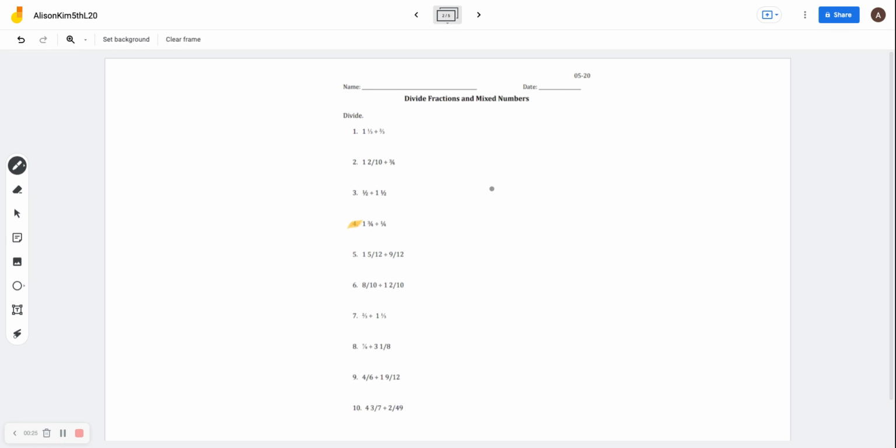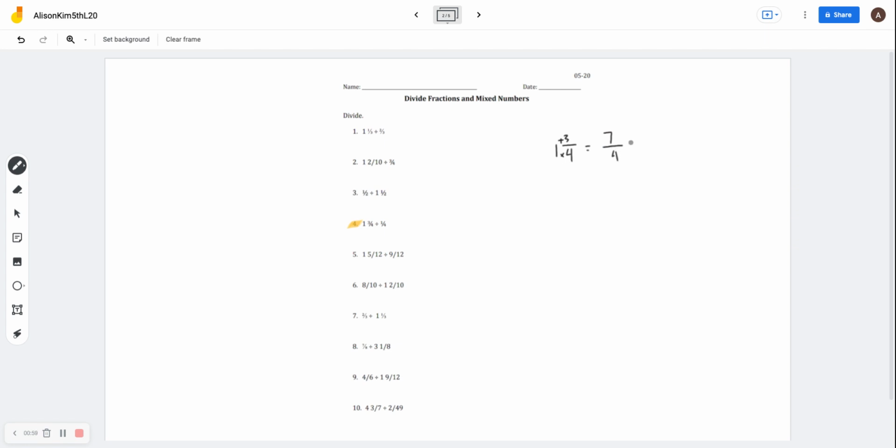So number 4 gives us 1 and 3/4 divided by 1/4. It's going to be easier for us to turn this mixed number into an improper fraction. So 1 and 3/4. In order to turn it into an improper fraction, we multiply 4 and 1, and then add that product with 3. 4 times 1 is 4, 4 plus 3 is 7. So our improper fraction will be 7/4.